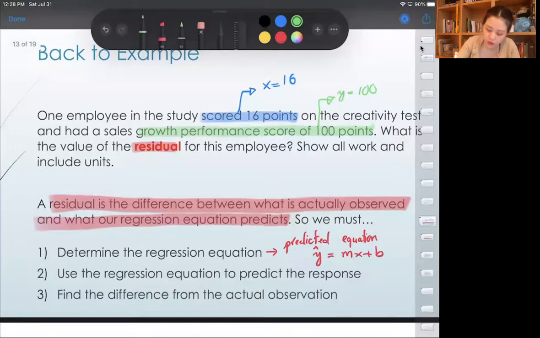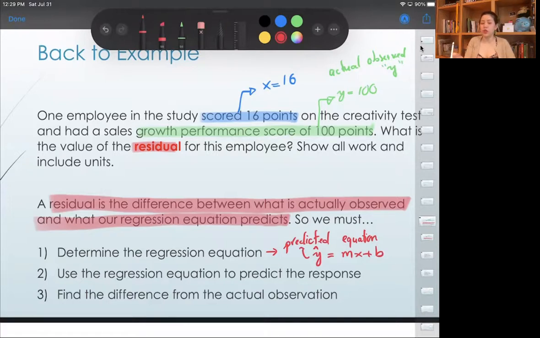By the way, the green one is called the actual observed y value, and here is the predicted y value. The y hat is the predicted y value. Maybe I'll keep it in red. Predicted y value. Okay. So first of all, you have to figure out that equation.